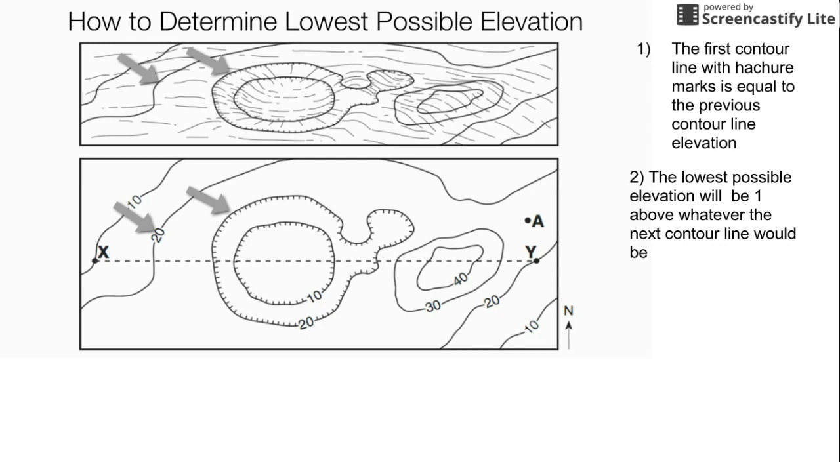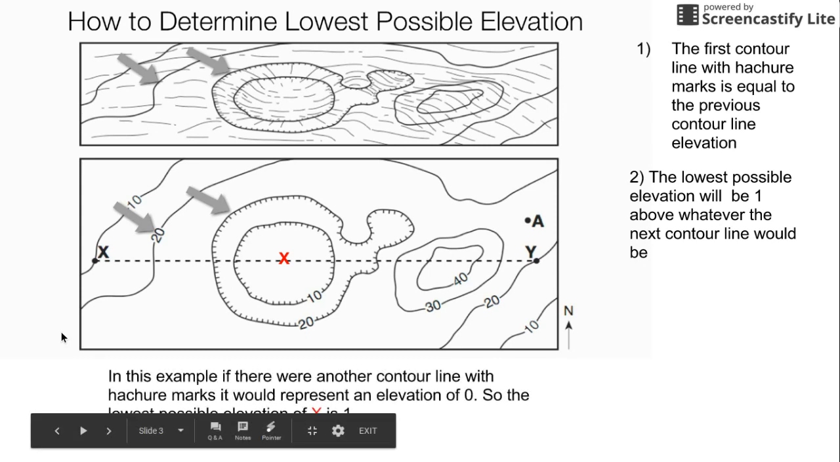The second thing that we want to take into consideration is that the lowest possible elevation will be one above whatever the next contour line would be. So for example, let's try to find the lowest possible elevation of point X. We have a contour line with hachure marks that indicates 20. We have a contour line with hachure marks that indicates 10. If there was another contour line with hachure marks in here, it would represent 0.